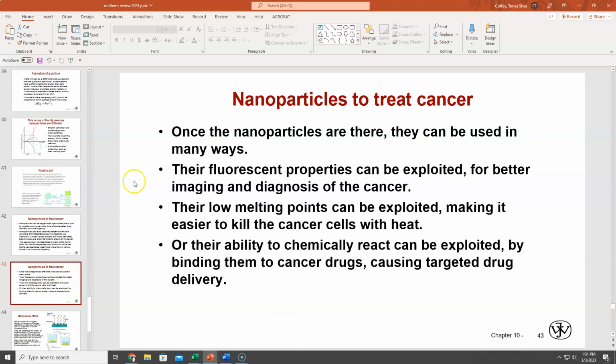Once the nanoparticles are there, they can be used in a lot of different ways. So if you can get them to the site of the tumor, then you can exploit some of their properties. The fluorescent properties can be exploited, and that's good for imaging and diagnosis of cancer. The low melting points can be exploited, making it easy to kill the cancer cells with heat, or their ability to chemically react more actively than a bulk can be exploited by binding them to the cancer cells, causing that targeted drug delivery.